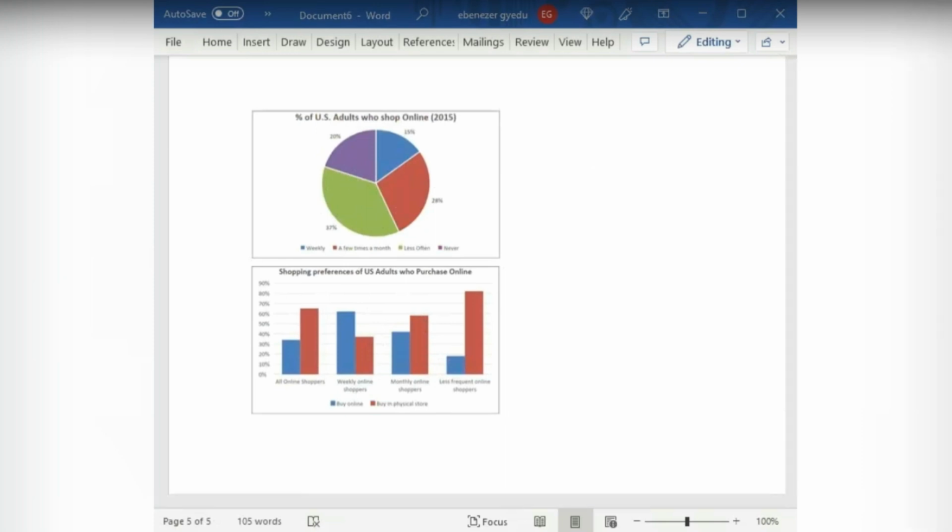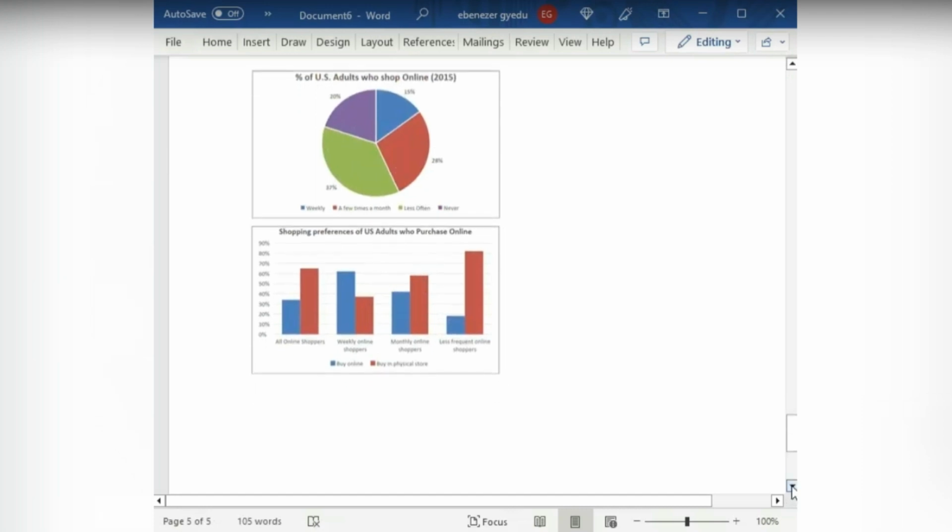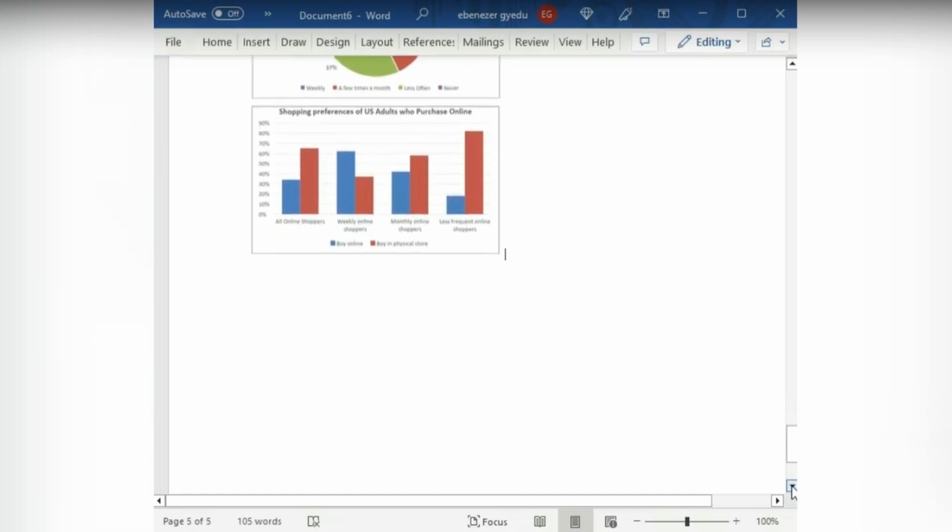Alright, so this is all that you should know about the overview of the writing task 1. And in our next lesson, we'll talk about the writing task 1 and how it is scored.